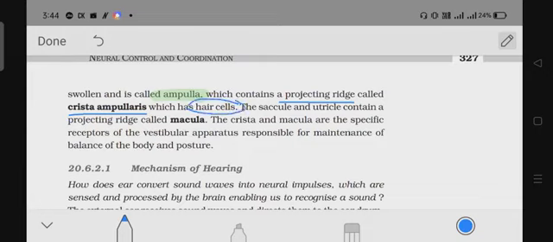In which portion? In the semicircular canal areas, right? What we discussed right now was on the cochlea. What we are discussing right now is the semicircular canal area. There we have the crista ampullaris.